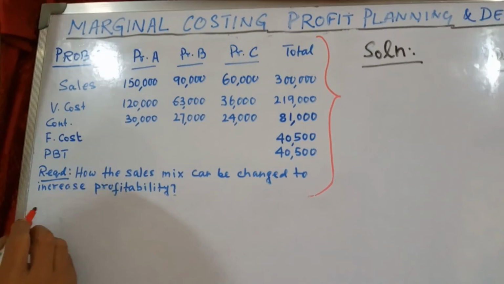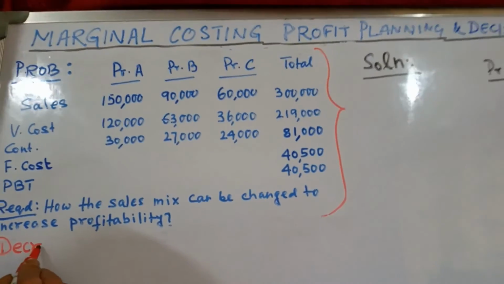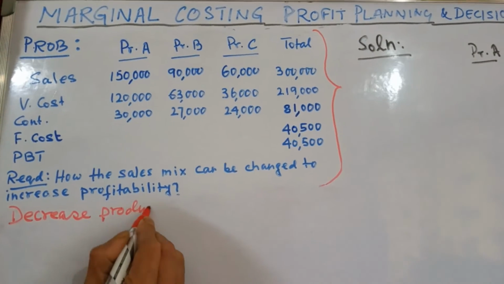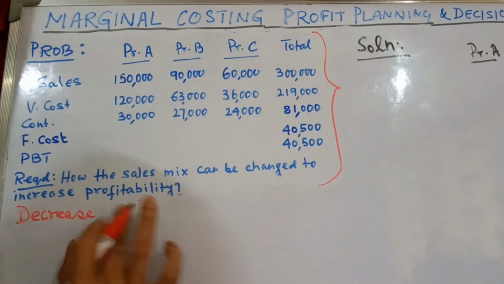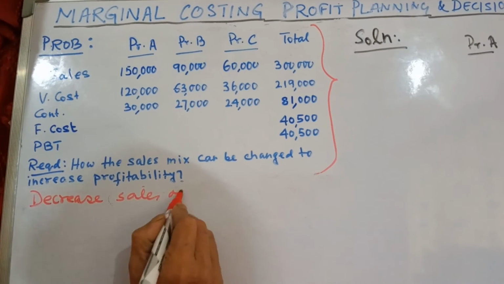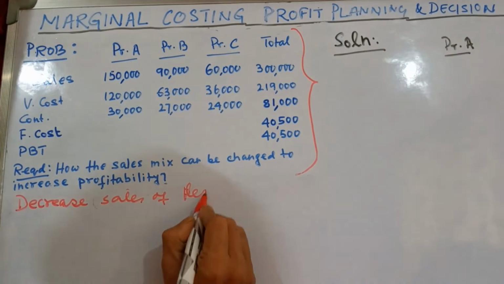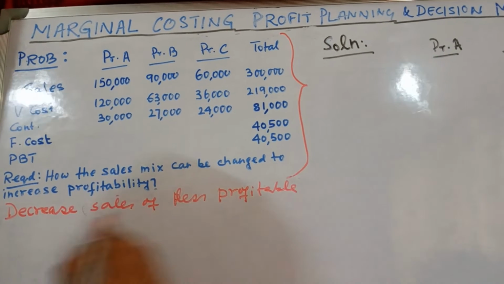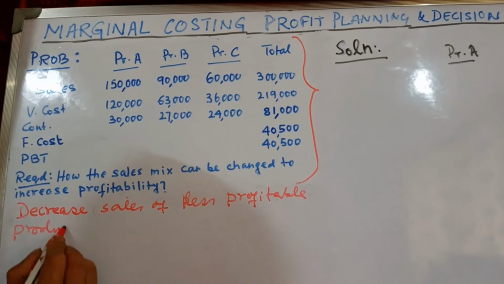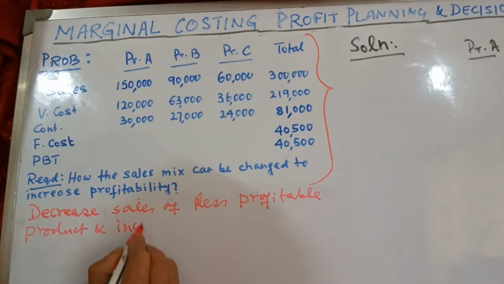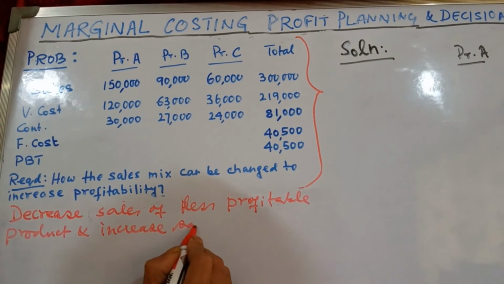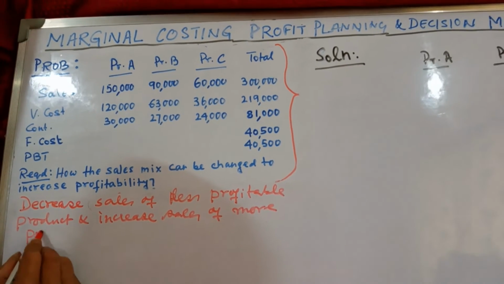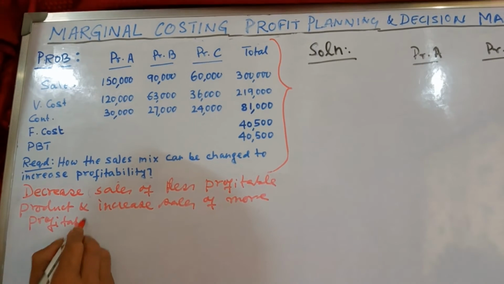What is the decision? Decrease sales of less profitable product and increase sales of more profitable products.